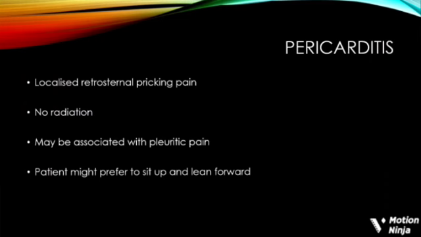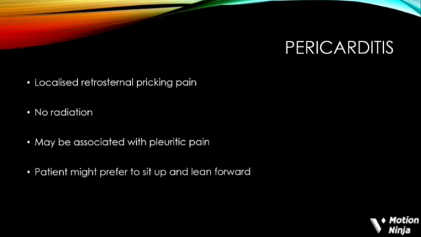Like in pericardial pain, it is a localized retrosternal pricking pain, and it does not have radiation like an anginal pain or a myocardial infarction pain. There may be associated pleuritic pain because of the associated inflammation of the pleura also. Sometimes the patient might prefer certain positions, like sitting up and leaning forward. So that should be differentiated from an anginal pain.